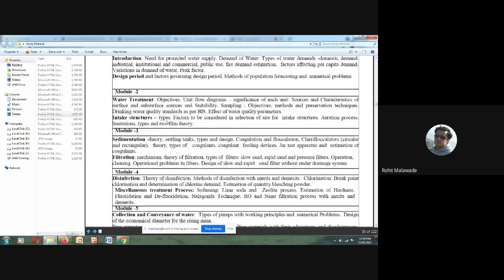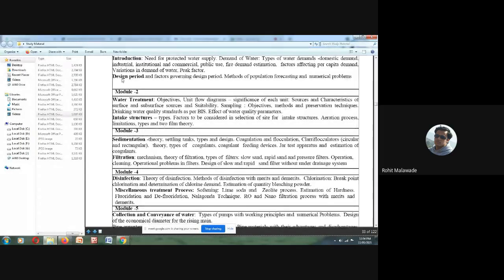So we will see what has to be covered. If anything is left out, we will see it. Need for protected water supply, we have covered it. Demand of water, types of water demand, done. We have types of water demands, that is domestic, industrial, institutional, commercial, public use, fire demand. Factors affecting per capita demand, variations in water demand with the peak factor we have covered. Then design period, what is design period, we have covered it. Then factors governing the design period we have covered. Then the different methods of population forecasting. So I think the entire thing has been covered, right? Yes or no? Yes.